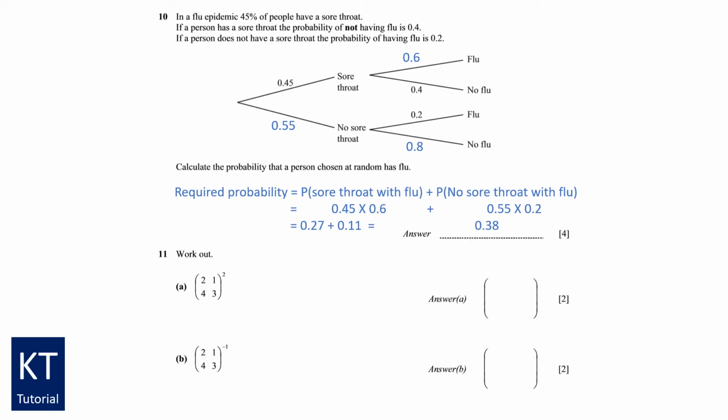Question 11. Work out the given matrix. In doing the math, the 2 by 2 matrix should have the numbers 8, 5, 20, and 13. Next, work out the second matrix. The inverse calculation should end up with a 2 by 2 matrix having the numbers 1.5, minus 0.5, minus 2, and 1.